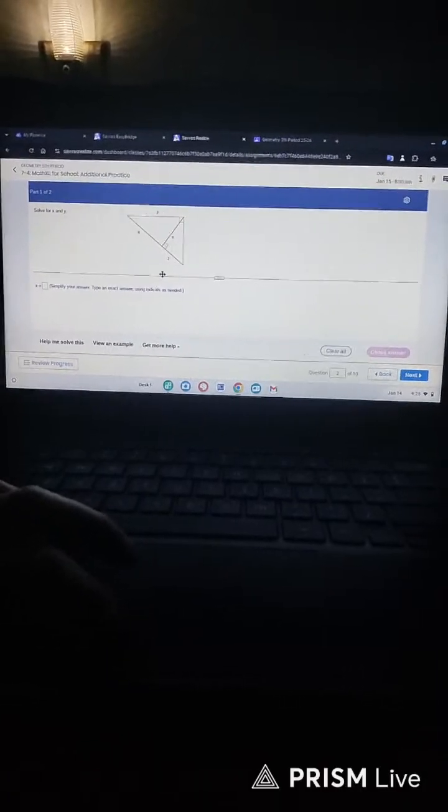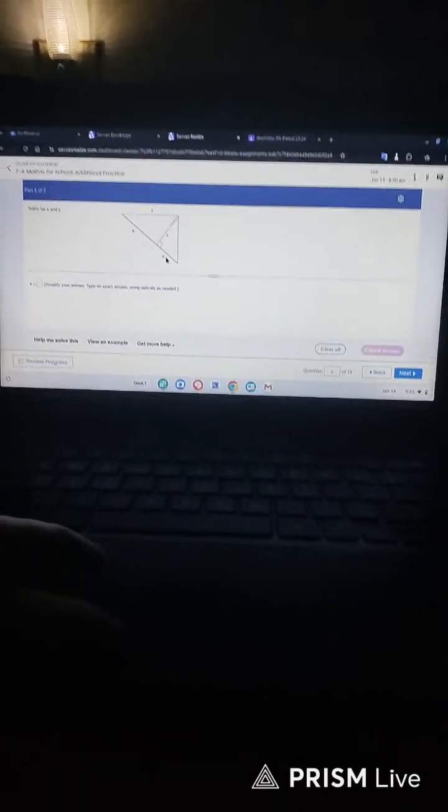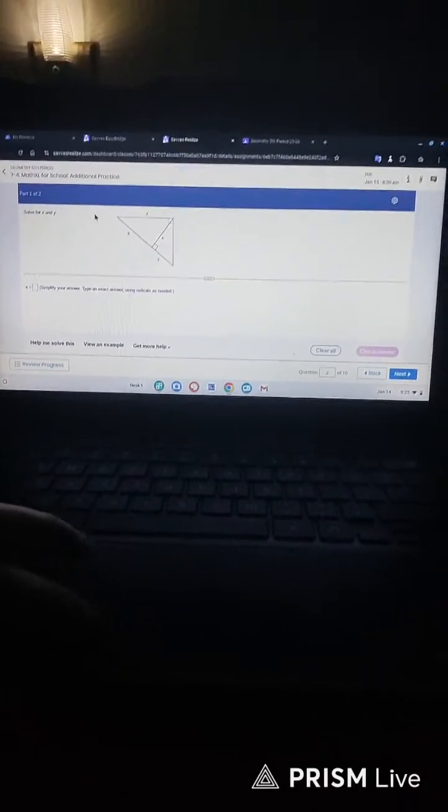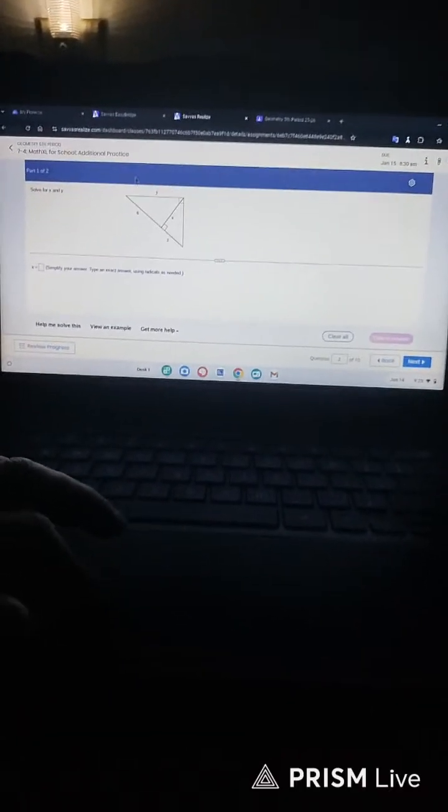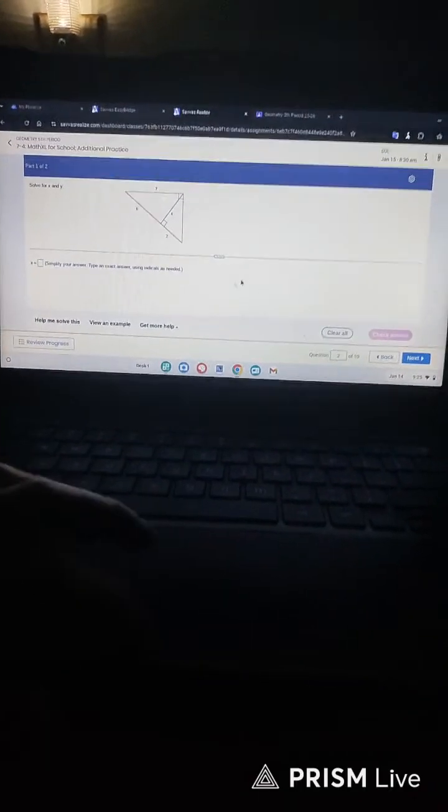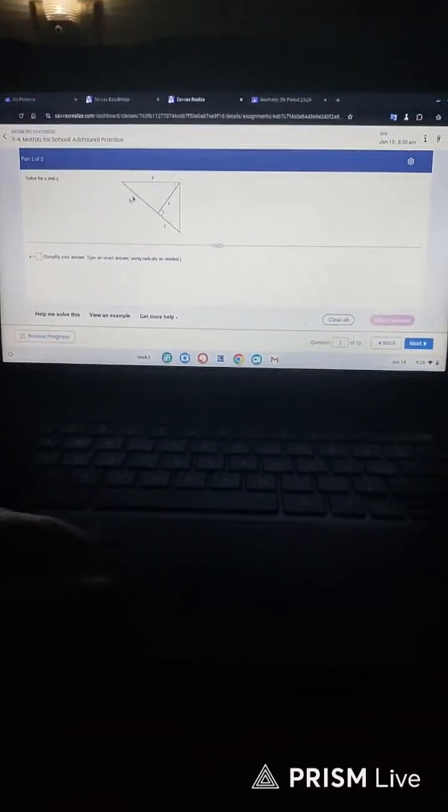Solve for x and y. So x is over 2. So x2, 6x. So 6 times 2, 12, x times x equals x squared. So 12 equals x squared. So what times itself equals 12? I do not know. So let's come here and go this. 3.5. 3.5.